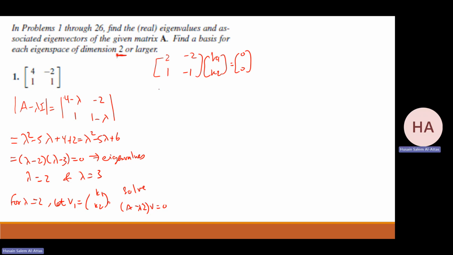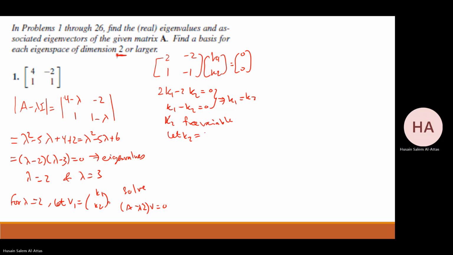So you have actually two equations, but they are only one equation. So actually I have K1 equal K2. So K2 is a free variable. Let K2 equal 1. I get K1 equal 1. So what is my V1? V1 is 1, 1.